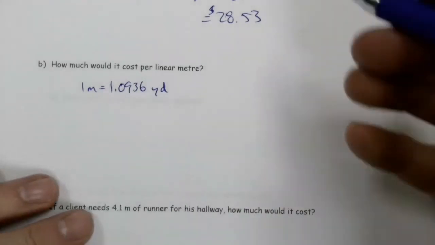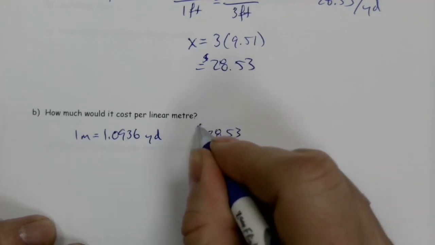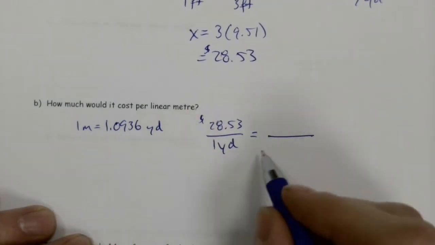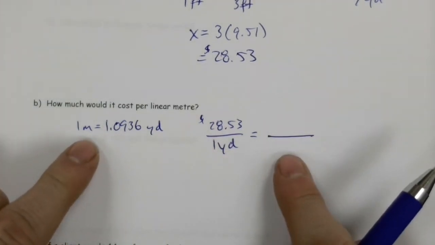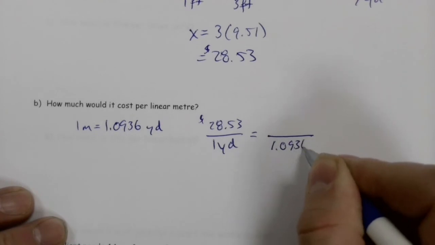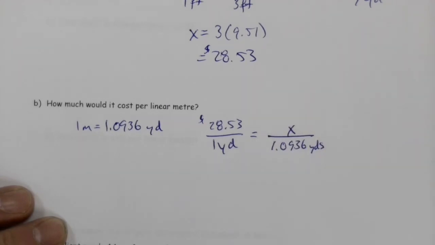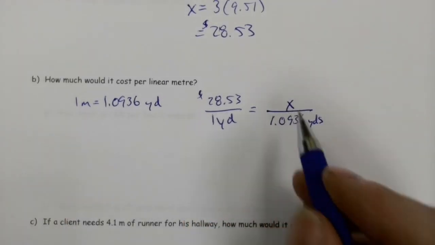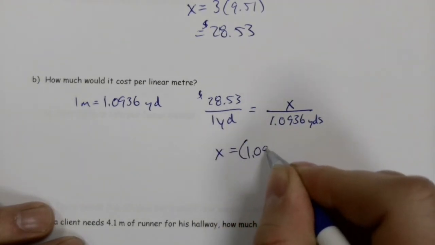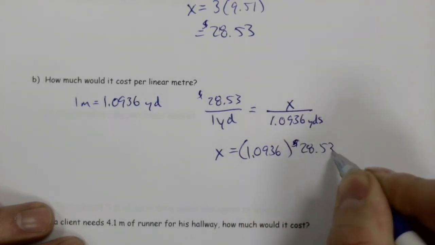I'm going to set it up similar to what I did before. I've got $28.53 per 1 yard. I want it now per meter. But instead of writing it down per meter by putting 1 meter here, I'm going to convert that. I want to make this 1.0936 yards because that is a meter. I don't know how much that's going to cost, but I will cross multiply. 1 yard times x is just going to be x, and then I'm going to get 1.0936 yards, which is a meter, multiplied by $28.53.